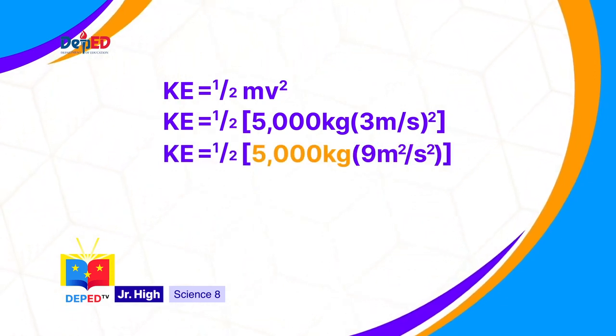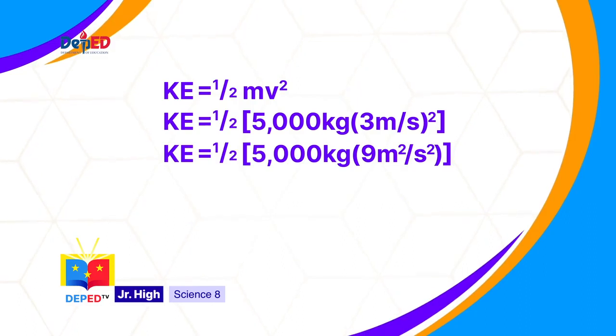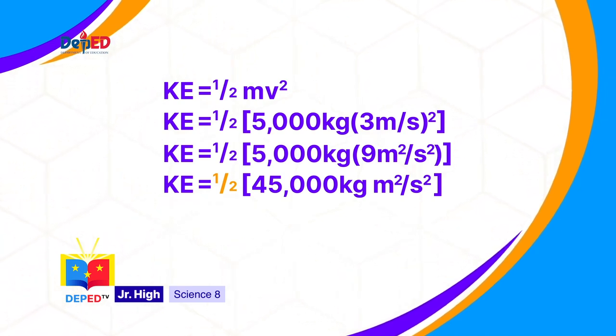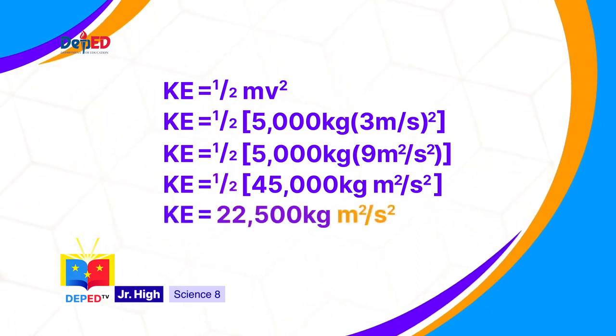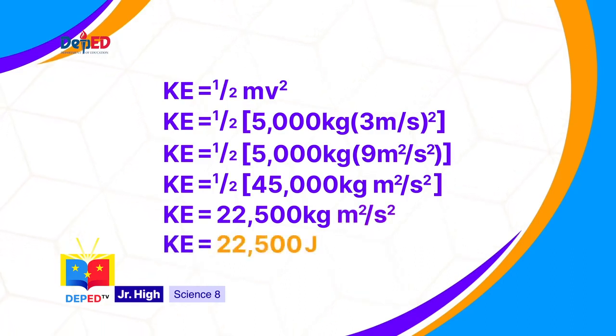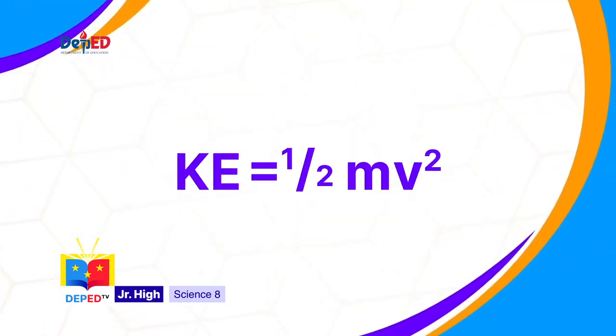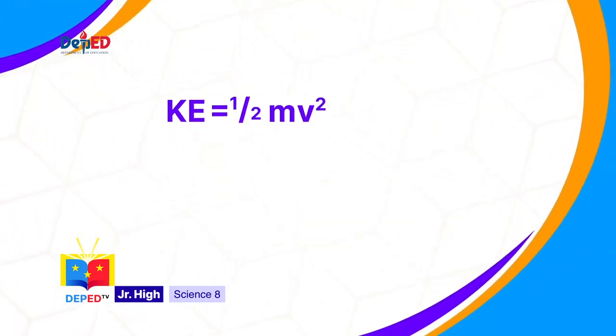We then multiply that to the value of the mass at 5,000 kilograms, which will give us 45,000 kilograms meters squared per second squared. Lastly, we multiply that to 1/2, and we get 22,500 kilograms meters squared per second squared, or 22,500 joules. Now, for the second truck, we do the same process.